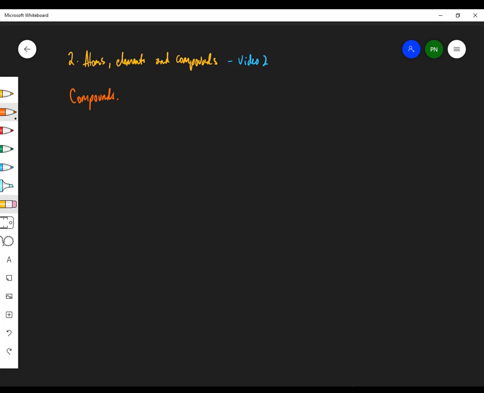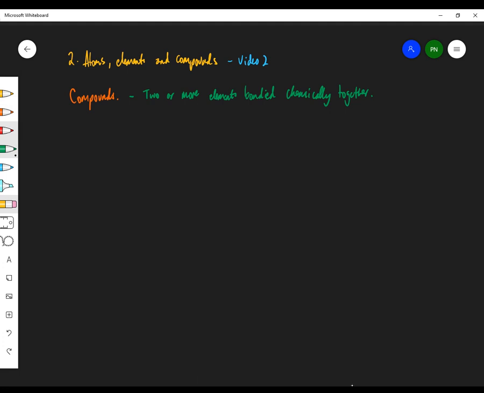Now we're going to look at compounds. The definition of a compound, as we probably know, is two or more elements bonded chemically together. In other words, there's some sort of formal link between the atoms. They are bonded. They are stuck together somehow. We don't have to know how for now, but they are stuck together somehow. So, two or more elements.